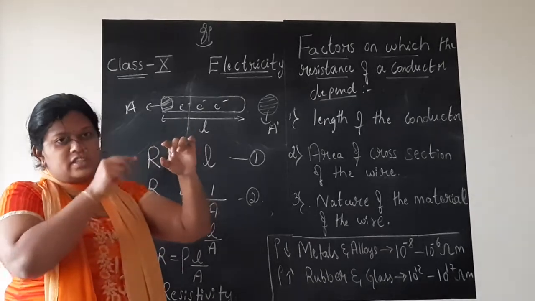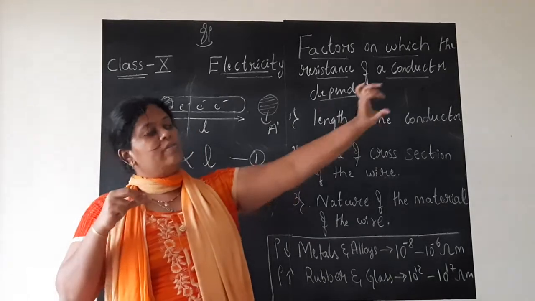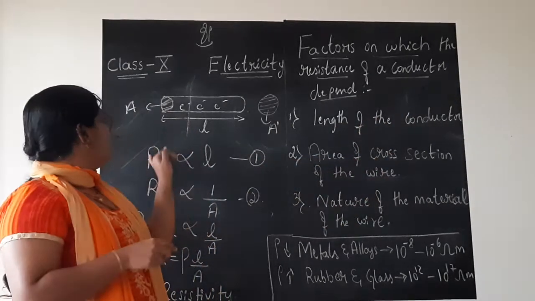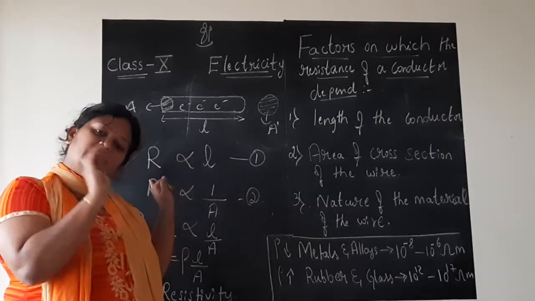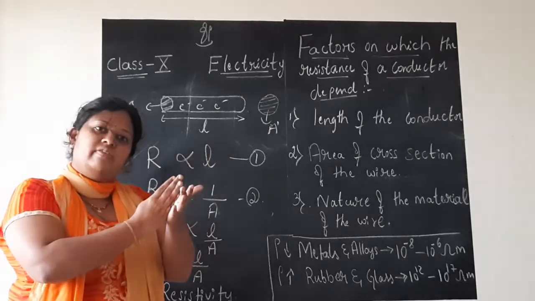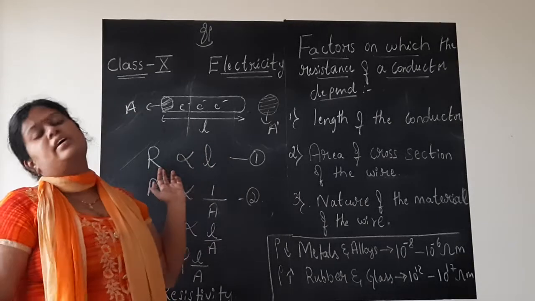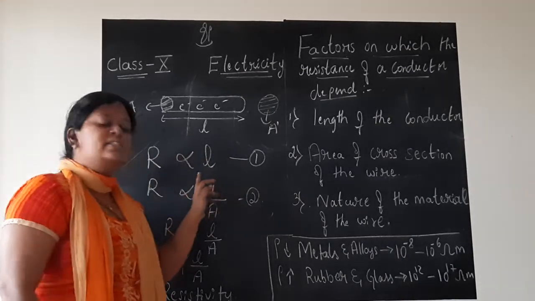If the area of cross section is less, the resistance is more, and the longer the wire is, the more its resistance increases. If you cut the wire, the resistance will decrease. That is how it is related.